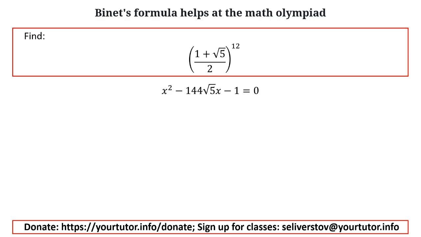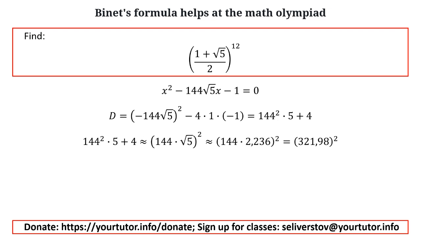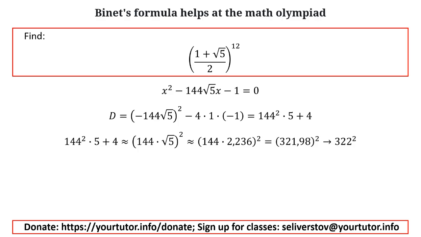The discriminant is equal to this number. We need to calculate the square root of it. We can make an estimation as follows. Forget about 4 and replace the square root of 5 with 2.236. Then we get the following number in brackets, which is almost 322. You can check without a calculator that 322 squared is indeed equal to the discriminant.